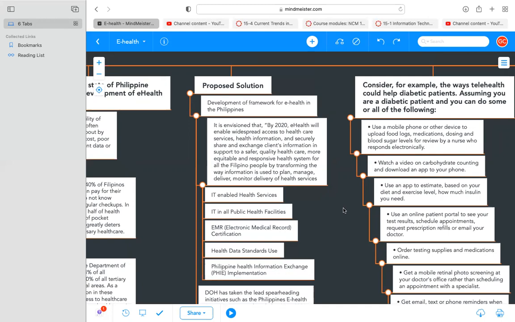It is envisioned that by 2020, e-health will enable widespread access to healthcare services, health information, and securely share and exchange clients' information in support to a safer quality healthcare that is more equitable and responsive health system for all the Filipino people. How are we going to do this? By transforming the way information is used to plan, manage, deliver, and monitor delivery of health services.